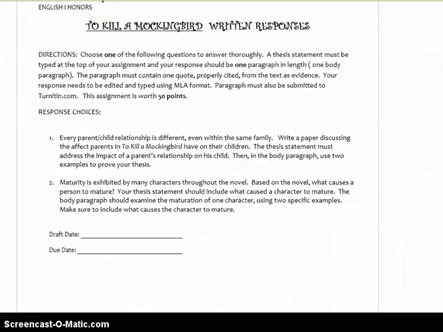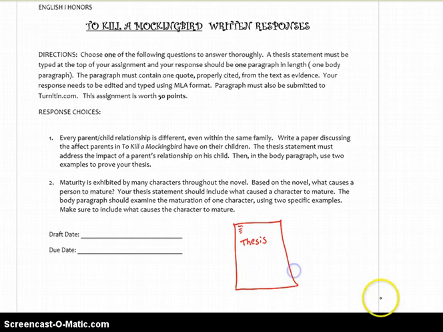Secondly, you need to make sure you have a thesis statement that's typed at the top of your assignment, and your response should be 1 paragraph in length. So what I mean by putting your thesis statement at the top of your paper, if this is my paper, I've got my heading here, then I'm going to provide my thesis. Then underneath the thesis statement, I will begin my paragraph. So the thesis statement is not part of the paragraph itself. It's going to stand alone.